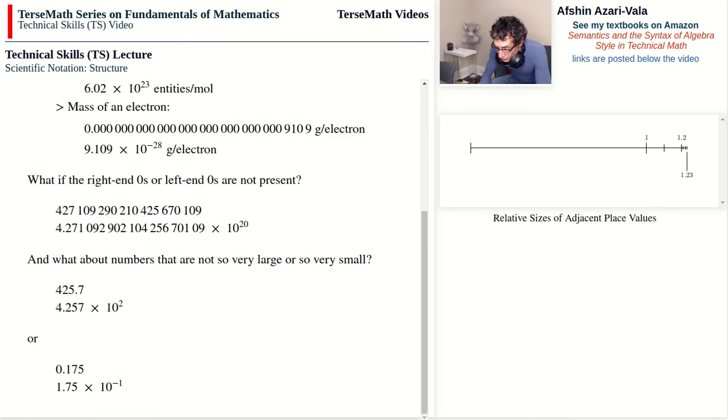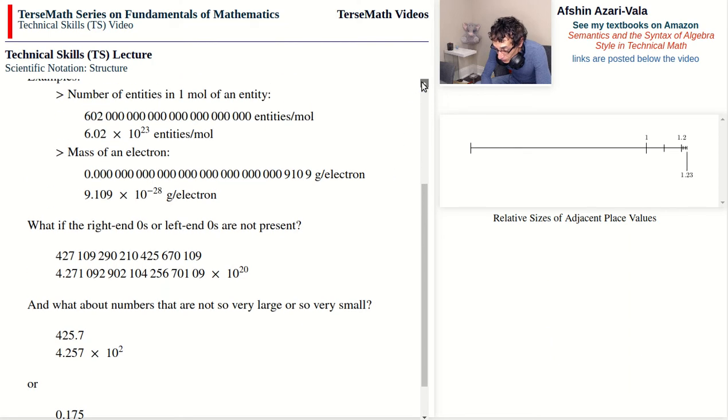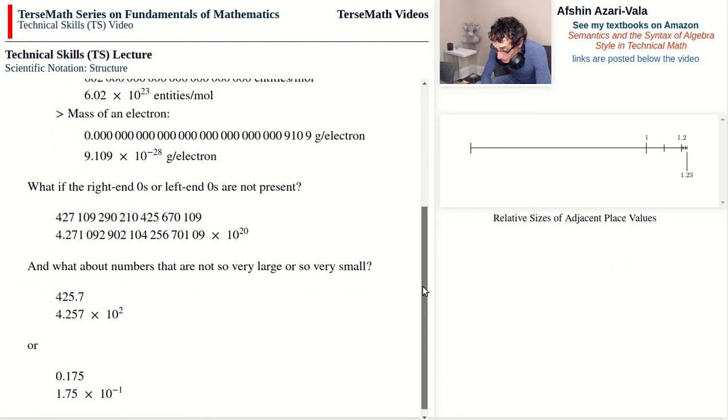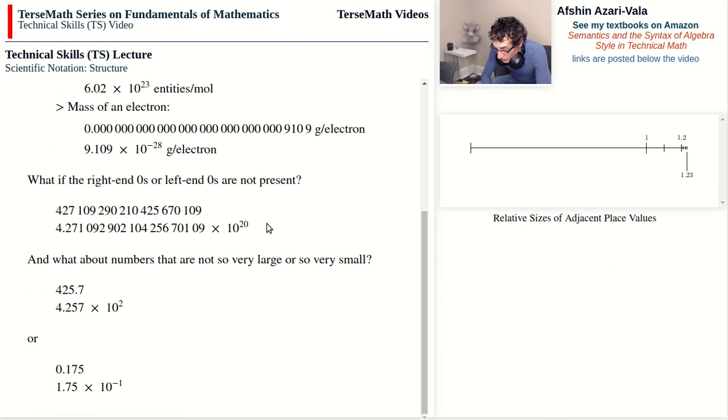Now, in case you do have not so very large numbers and not so very small numbers, but there are one or more of these numbers that are very large or very small with all these zeros, then if you have a mix of these, even one of these numbers, then we would prefer to use scientific notation.